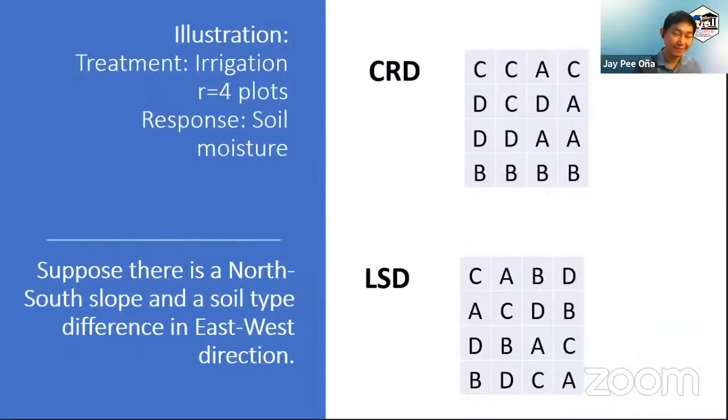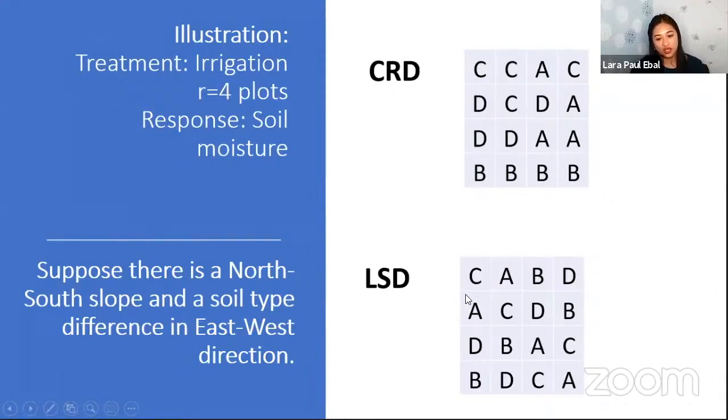I will continue now. Just to relate the CRD with LSD: last time in CRD, we just randomly assigned the treatments to the different experimental units. So we have this illustration here. Now for the LSD, it's not just completely randomizing the treatments. There is randomization again, but in a systematic way. So how do we do that? In the next few slides, I will be illustrating how to systematically randomly assign the treatments to the experimental units. Just to have a picture, ito po yun.